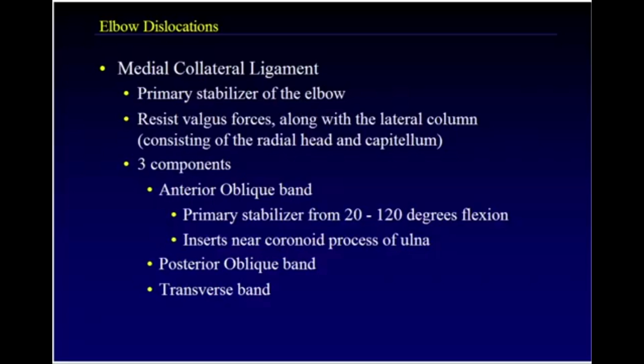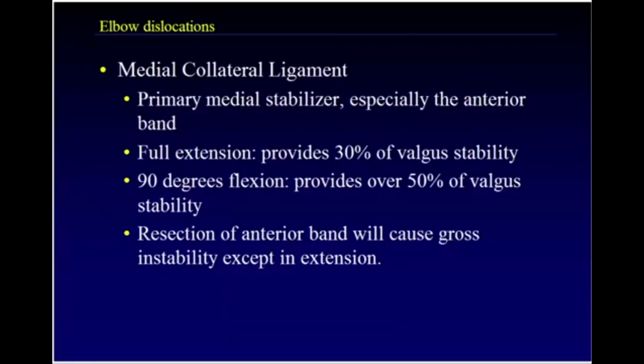The medial collateral ligament is the primary stabilizer of the elbow. It allows resistance to valgus deforming force, along with the lateral column itself, which consists of the radial head and the capitellum. There are three components. There's the anterior oblique band, which is the primary stabilizer and inserts at the coronoid process. Then you have the posterior oblique band and the transverse band. So again, the medial collateral ligament is the primary medial stabilizer of the elbow joint, especially the anterior band.